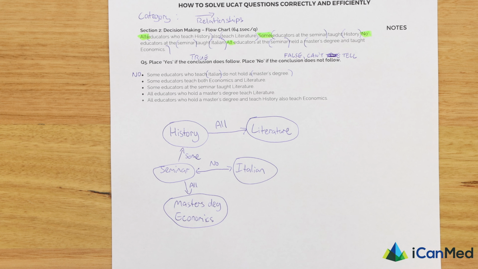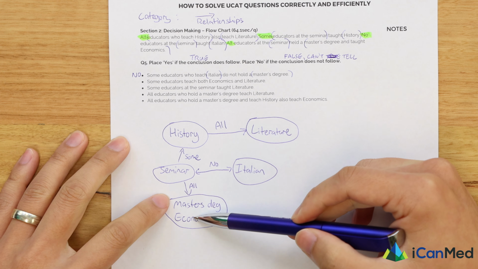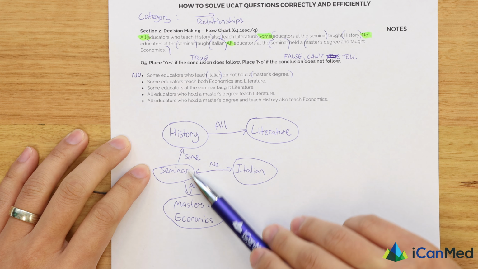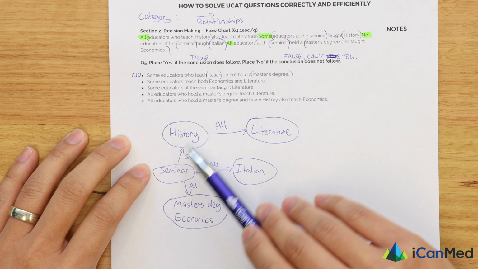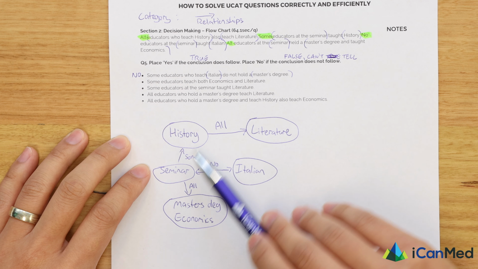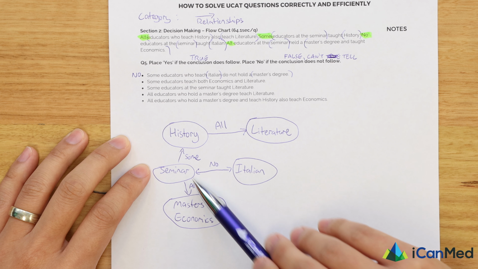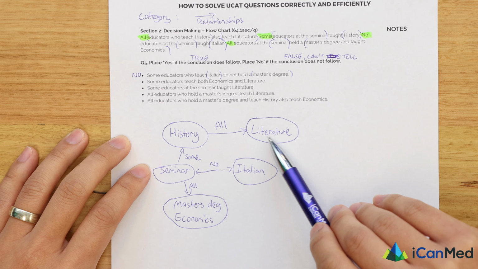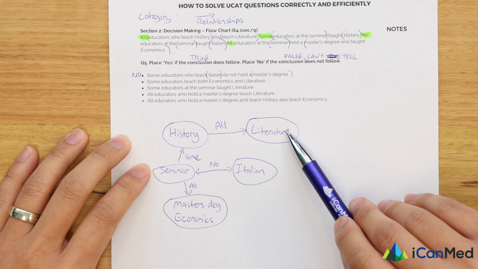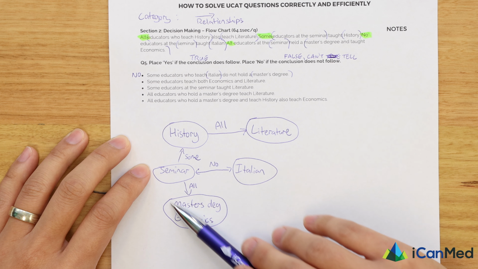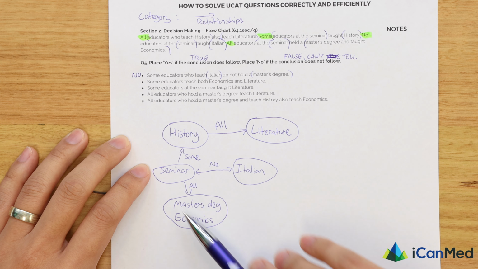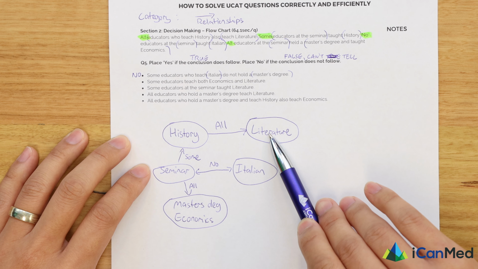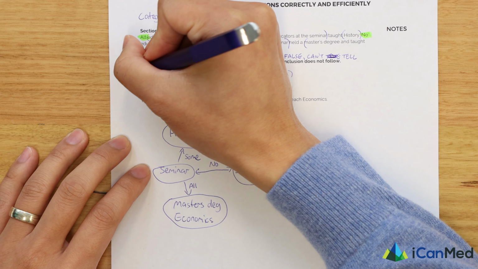Some educators teach both economics and literature. So did they teach both economics and literature? And they're connected through this seminar bubble. So all the people at the seminar taught economics. Okay, some of them teach history, so hence some of them also teach literature. So that means that economics and literature is connected. Okay, so it is connected through this way here, and it's because of the seminar. Since all of them have economics, so hence some of them will also teach literature. So this is a yes.